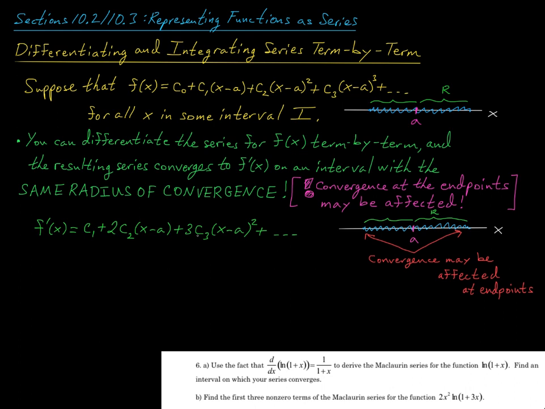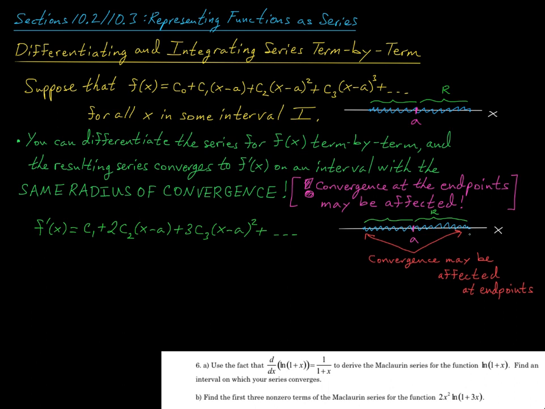Okay, so now this resulting series converges to f prime of x on an interval with the same radius of convergence. Okay, so in other words, this resulting interval where this series here converges to f prime of x has the same center as the original interval, the same radius of convergence, but the convergence at the endpoints may be affected. So let's say for the original interval we have convergence at the right endpoint. Well, it turns out that if you differentiate term by term, it's possible to lose convergence at the right endpoint.